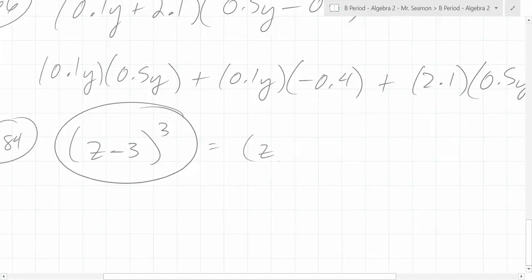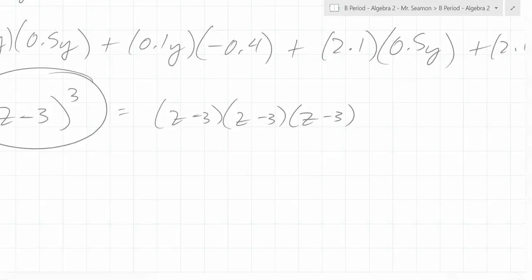Cube mean, Rachel? What does squaring mean? Multiplied by itself. So what about cube, multiplied by itself 3 times? Yep. So z minus 3 times z minus 3 times z minus 3. So how do you go about doing this? Do you try to do it all at once? No. What do you do?